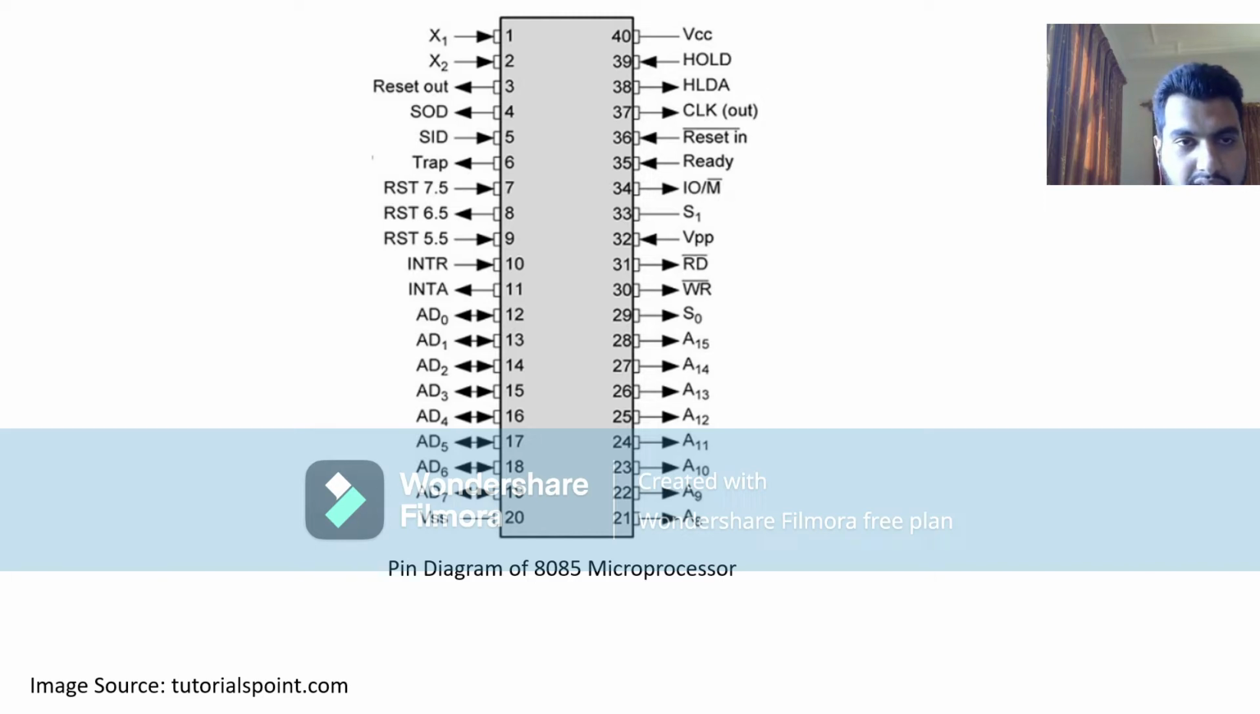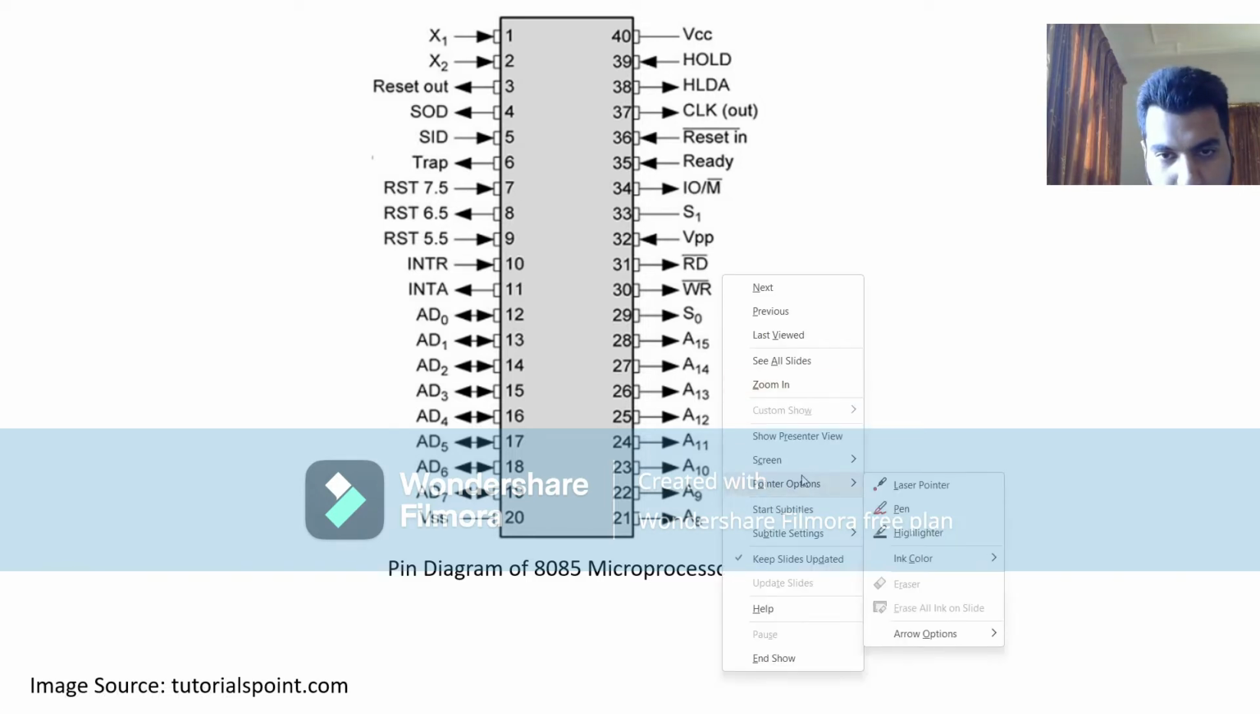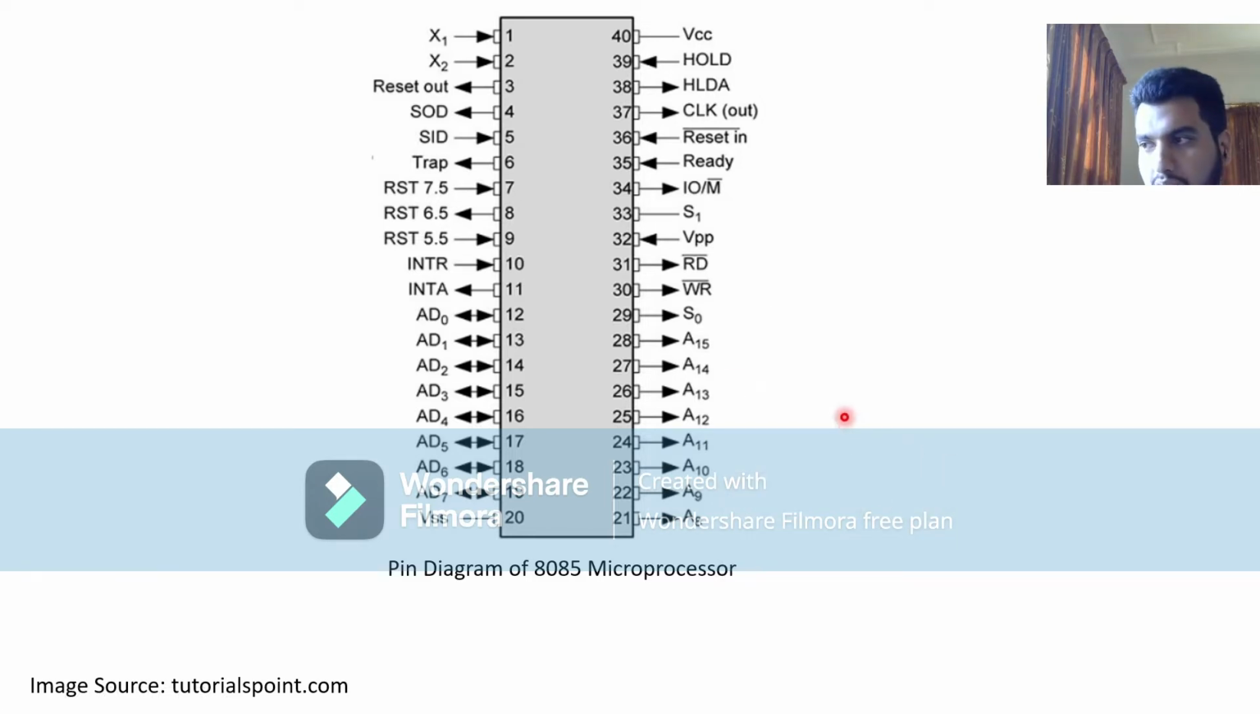First are the address bits and the data bits. Address bits are A15 to A8. These are the most significant 8 bits of the memory and input output address. And then we have the address and data lines AD0 to AD7. They carry the least significant 8 bit address and data bits.